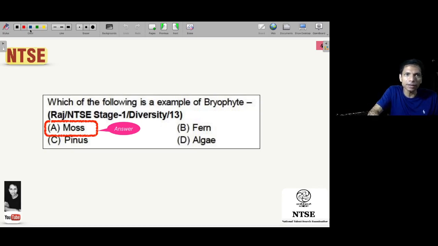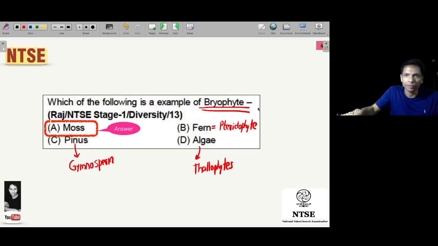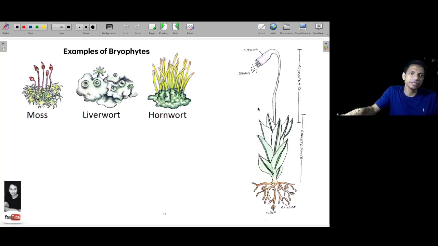So fern is a pteridophyte. Pinus is a gymnosperm. Right? This is the gymnosperm. And algae comes under the thallophytes. Right? So moss is actually a bryophyte. Now I have some examples here. You can see how moss, liverwort, and hornwort, these are all the bryophytes, right?